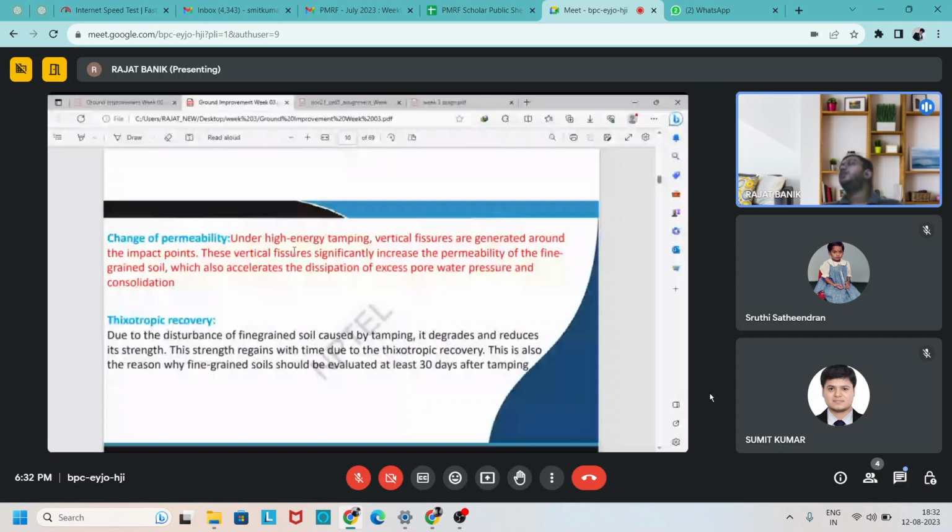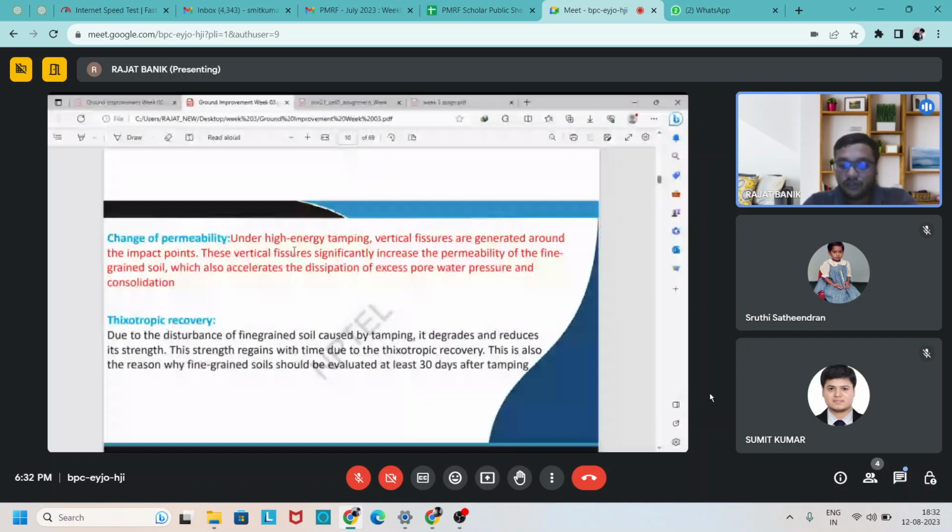In nature, the clay soil, also called the unsaturated fine soil, has one property, that is thixotropy. Thixotropy means, in the sense, the undisturbed strength versus the disturbed strength of the soil. In thixotropy, first the soil is undisturbed in nature. We apply load, disturb the soil, and it loses some amount of its strength.